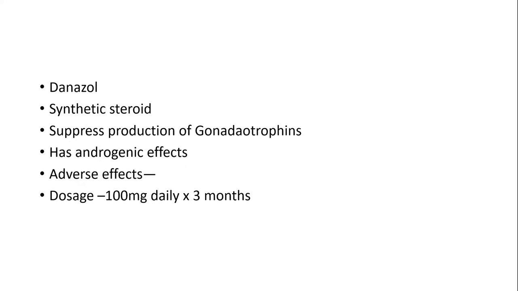Danazol is a synthetic steroid. It suppresses the production of gonadotropin. It also has some androgenic effects. Some of the adverse effects: it causes weight gain, deepening of the voice in the female, and menorrhagia. The dose is 100 milligram daily for 3 months.